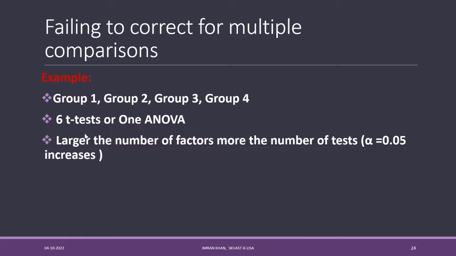If we do 6 t-tests, our type 1 error rate will increase, as we just now saw. It increased from 5%. It may go to maybe 20%, or it may go to 30%.